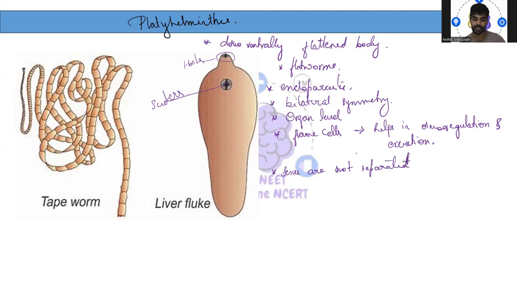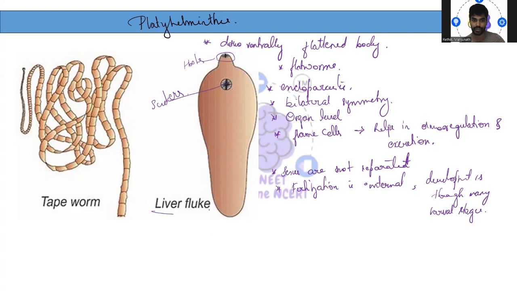Sexes are not separated. So therefore fertilization is again internal, and development is through many larval stages. Okay, so this is development, and some of the examples of them are liver fluke and tapeworm.